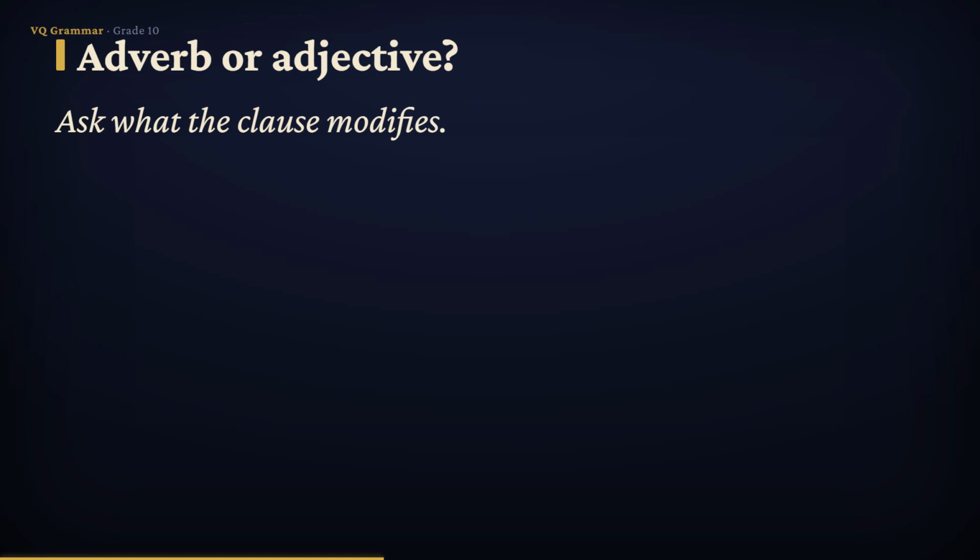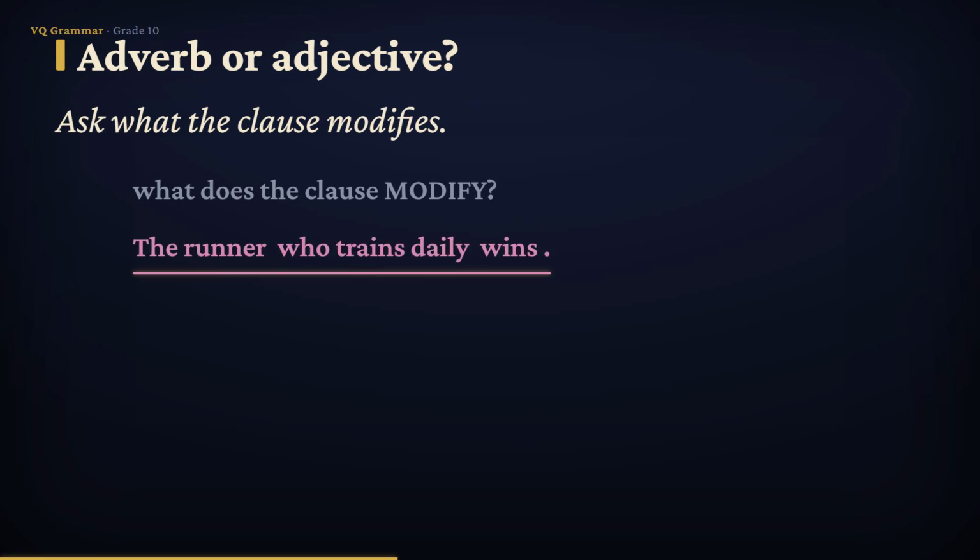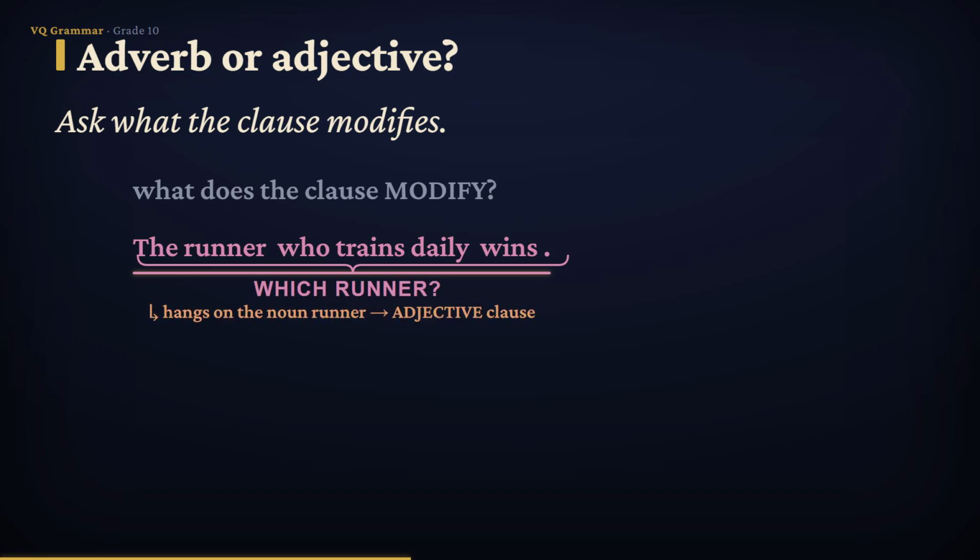Last lesson, we worked with the adjective clause, and these two are easy to confuse. So let's separate them with a single question. What does the clause modify? Look at this one. The runner who trains daily wins. The clause who trains daily is telling you which runner we mean. It hangs on the noun runner, so it is an adjective clause.